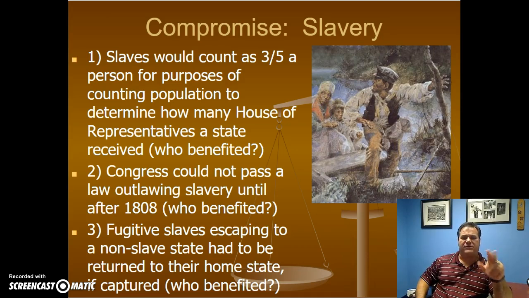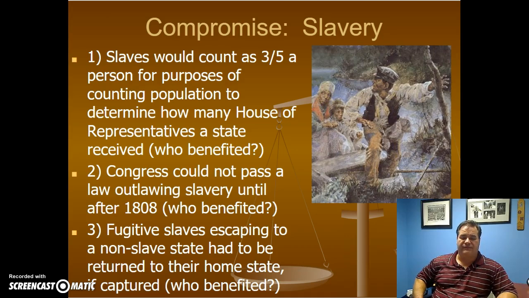Secondly, Congress could not pass a law outlawing slavery until after 1808. The importation of slaves, I should say, excuse me. Congress could not pass a law banning the importation of new slaves until 1808. That was about a generation, about 20 years after the Constitution would be ratified, 1787 to 1808. Why? Well, candidly, Southerners wanted to make sure they had enough time to import additional slaves, female slaves if they needed them, to make sure they could create a self-sustaining population of slaves. Who benefited from that?